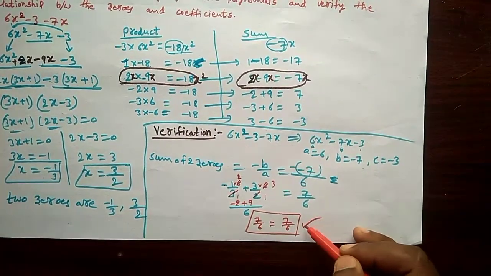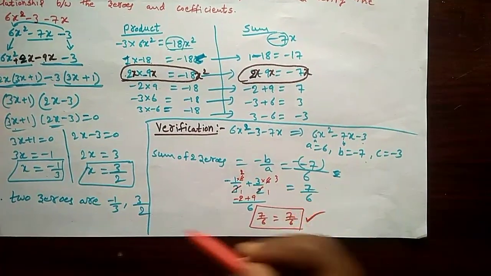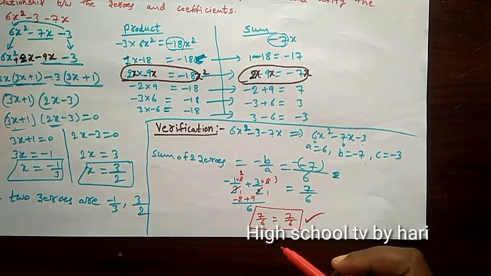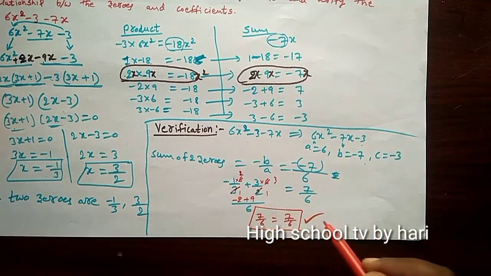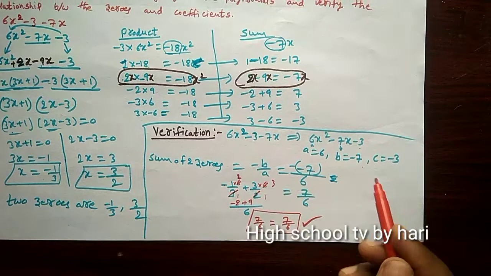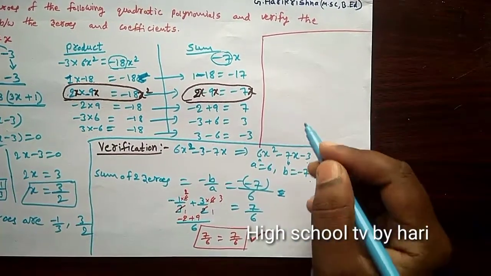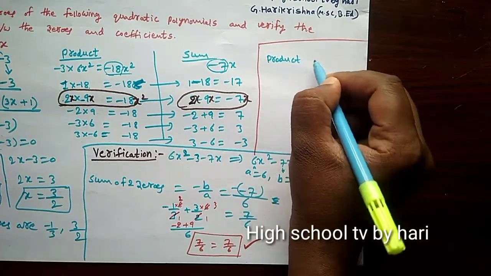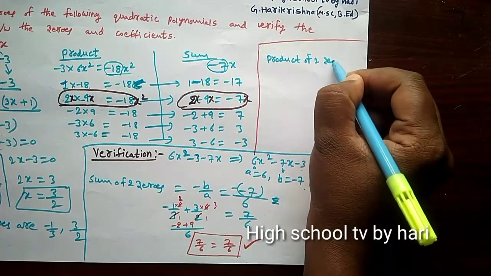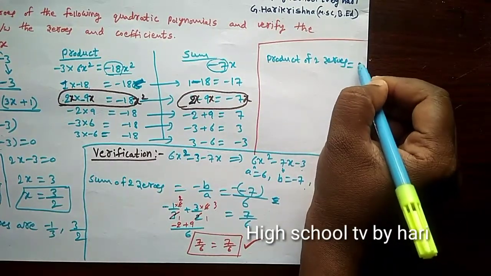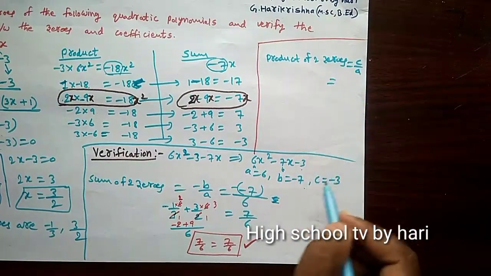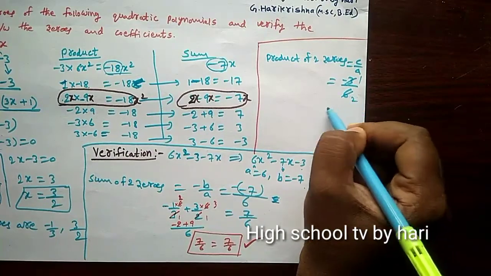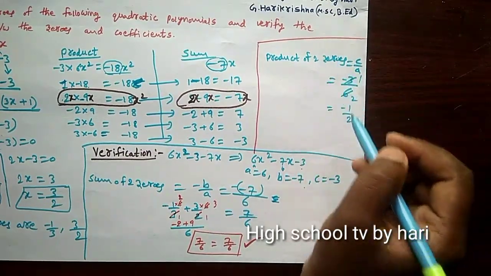By the formula we got the sum of the two zeros as 7 by 6. By adding the two zeros also we got 7 by 6. So the relationship between the coefficients and zeros is verified for the sum of two zeros. Now the product of two zeros, its continuation. Product of two zeros is equal to c by a. c is minus 3, a is 6. Cancelling this 3 ones, 3 twos, minus 1 by 2 is the product of two zeros.